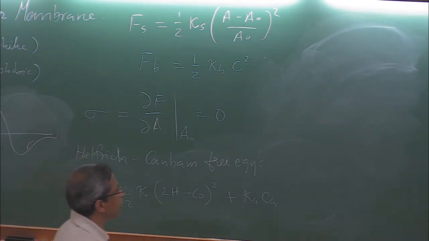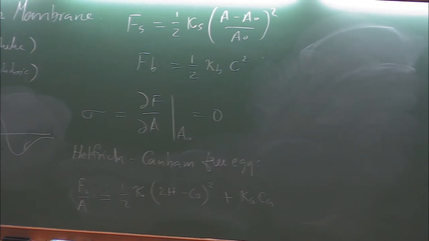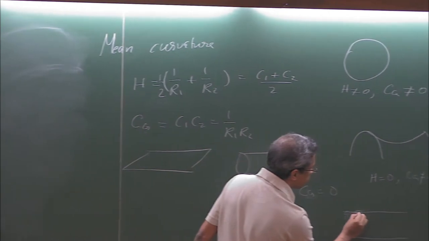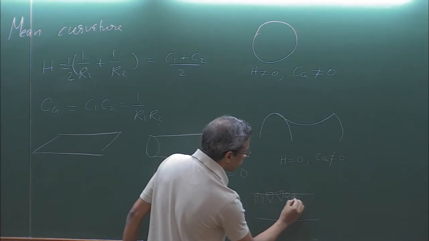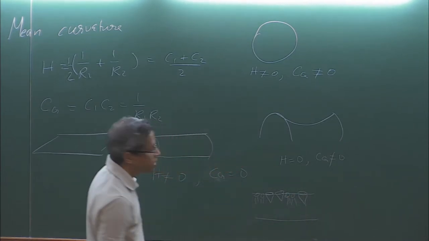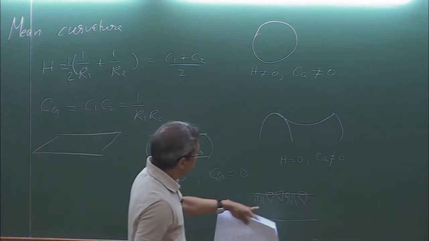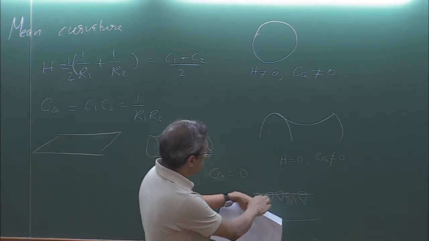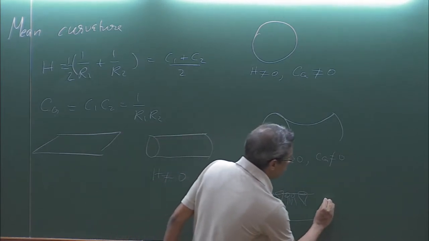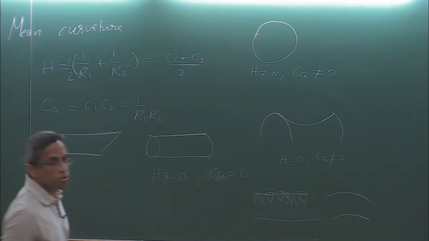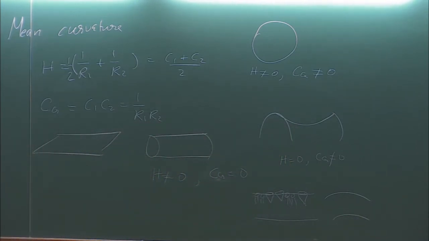Okay. For example, if I have this bilayer and I introduce molecules which have some asymmetry, for example, some molecules which are like that, it could be some proteins. Then if I introduce them on one of the leaflets, these molecules prefer a curvature. Okay, it likes the membrane to be bent like that. So the ground state of the membrane is no longer a flat membrane, but a curved membrane. So that's why I've introduced this C0.